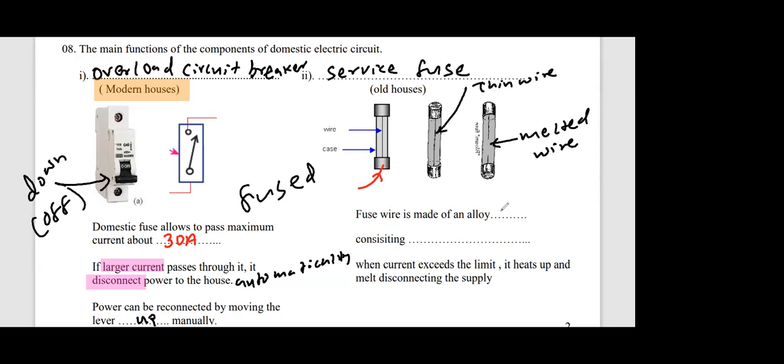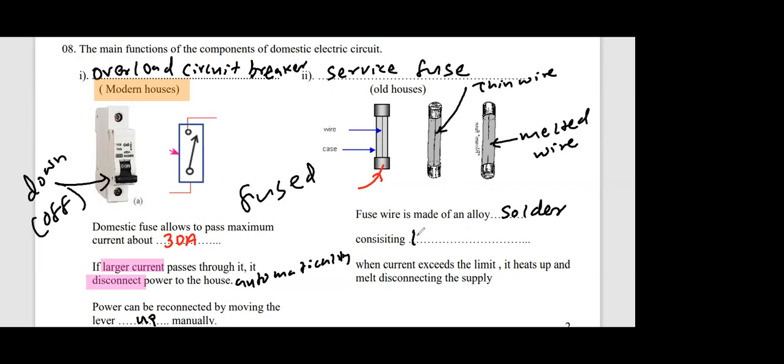This thin fuse wire is made of an alloy of tin and lead. I'll write in words first. Tin is Sn plus lead Pb. What is the symbol of lead? Pb, capital P, small b. So these are the two metals used to make this alloy. What is the name of this alloy? The name of the alloy is solder. It consists of two metals, tin and lead. Tin is Sn and lead is Pb.